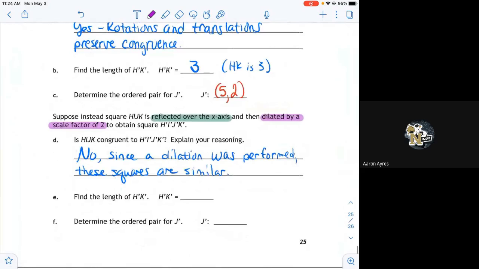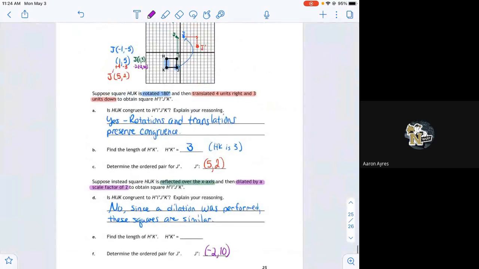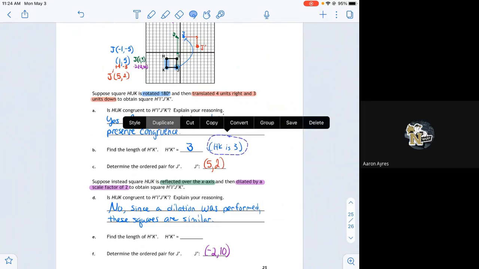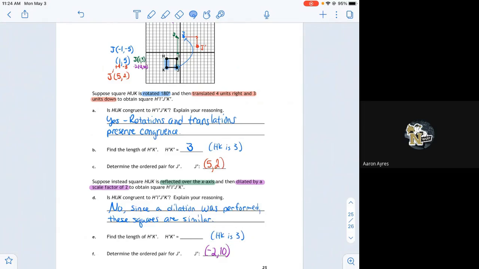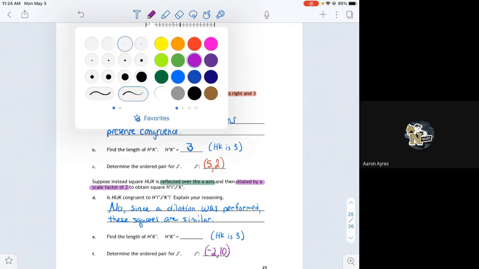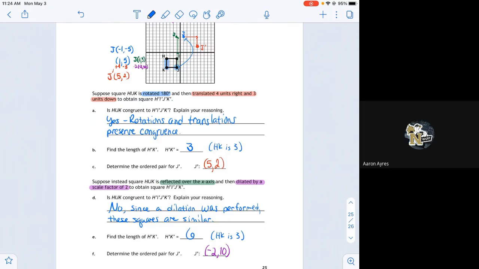Now, I still think we can go back and do E without having to graph plot the entire shape. Think about it. You dilate by a scale factor of 2. If HK was 3 units originally, then after you dilate by 2, how long is it going to be? 6. You double it. That's all you have to do. So you just multiply your length by your scale factor, and that's it. Is everybody okay with that?